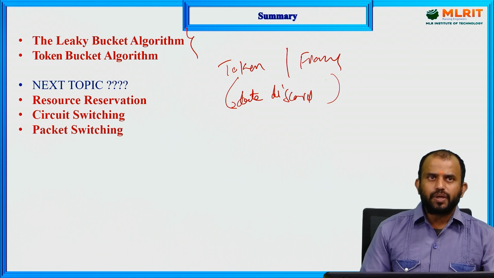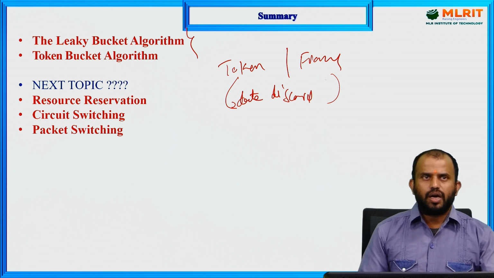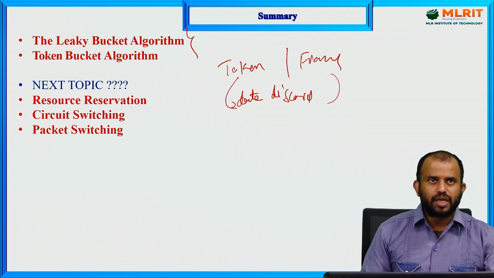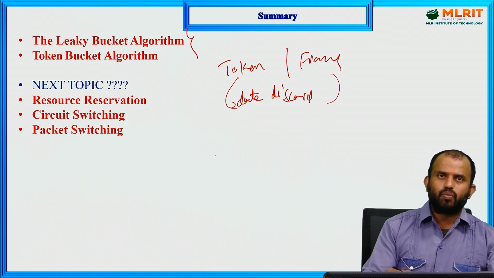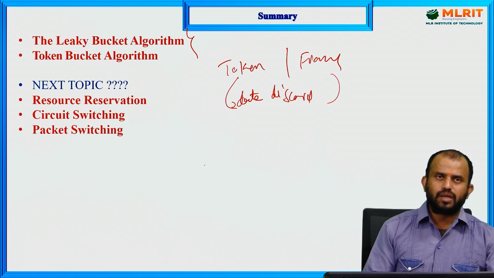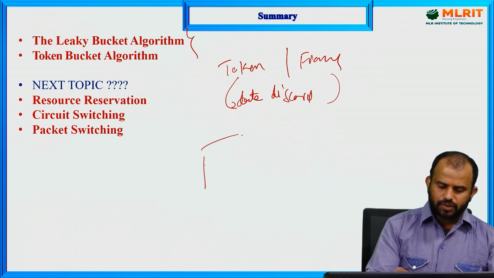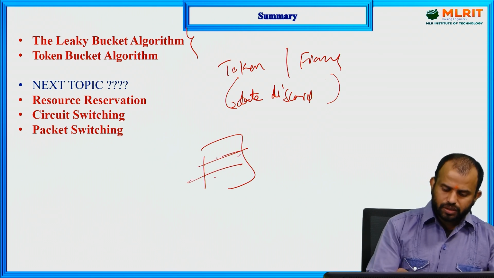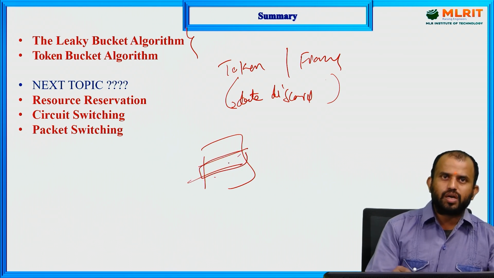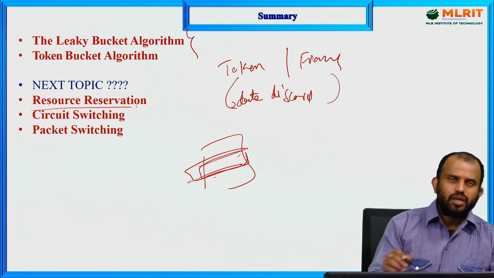In the next session, we will discuss resource reservation, which means we discuss circuit switching as well as packet switching. So what is resource reservation? When information is transmitted from one end to another, what kind of reservation do we make? While information is transmitted from one point to another, we have to reserve resources for future use, so that we are ready to send the information. We call this mechanism resource reservation.